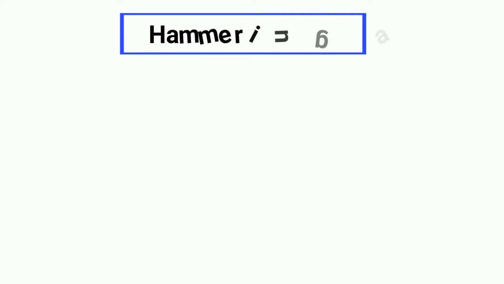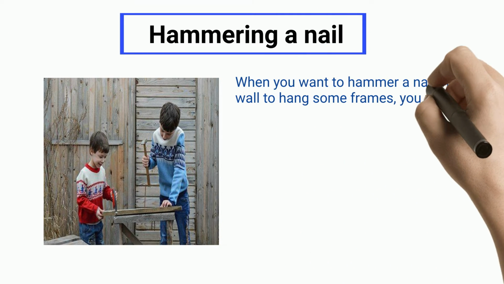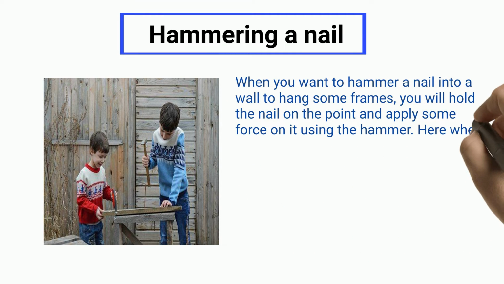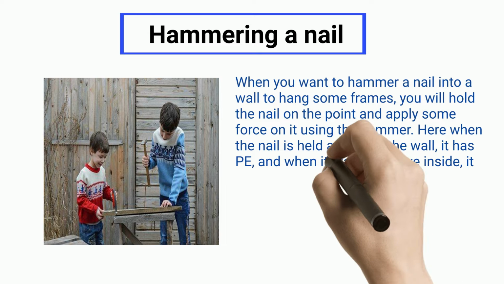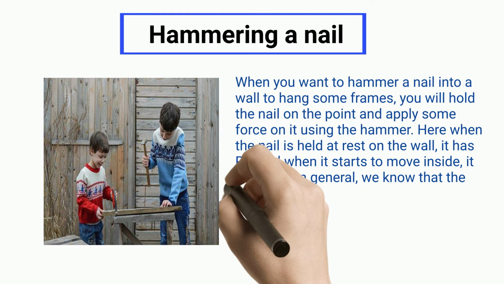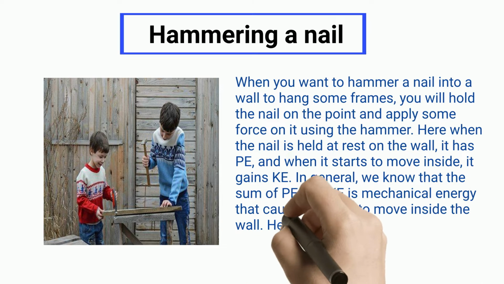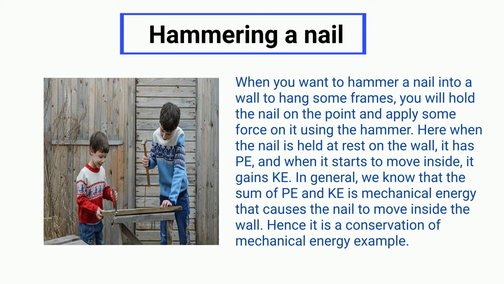Hammering a nail. When you want to hammer a nail into a wall to hang some frames, you will hold the nail on the point and apply some force on it using the hammer. Here, when the nail is held at rest on the wall, it has PE, and when it starts to move inside, it gains KE. In general, we know that the sum of PE and KE is mechanical energy that causes the nail to move inside the wall. Hence it is a conservation of mechanical energy example.